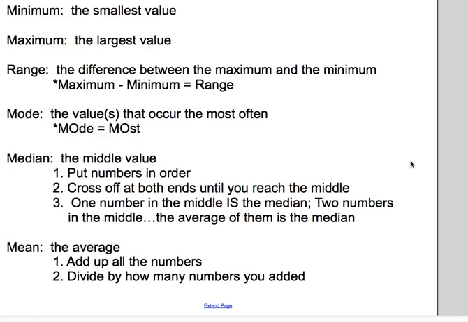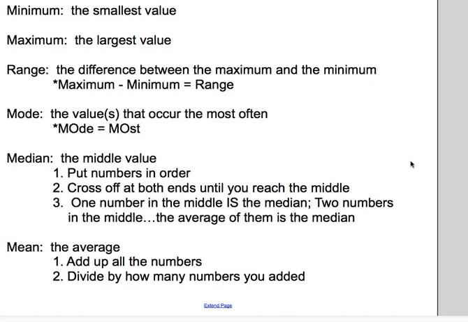So let's start with minimum. Minimum is the smallest value. Maximum is the largest value. Most 5th graders don't have trouble with those anymore. Range. The range is the difference between the maximum and the minimum. So what we do to find the range is we take the maximum, subtract the minimum from it, and our answer is the range. Max minus min equals range.